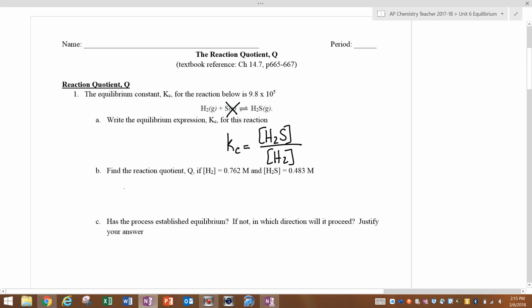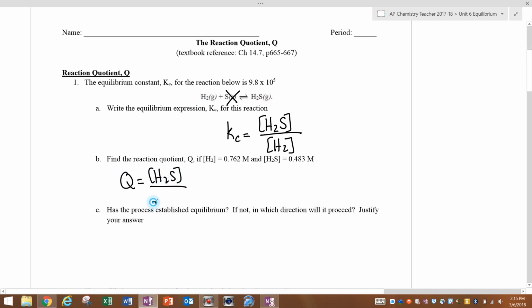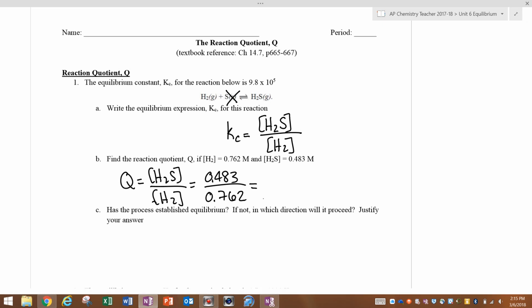To find Q, the way that I solve for Q is I just plug the values into my K expression. So I'm just going to plug in the given molarity of H2S, which is 0.483, divided by the given molarity of H2, which is 0.762. And when I plug that into my calculator, 0.483 divided by 0.762, I get 0.634. So what does that tell me?